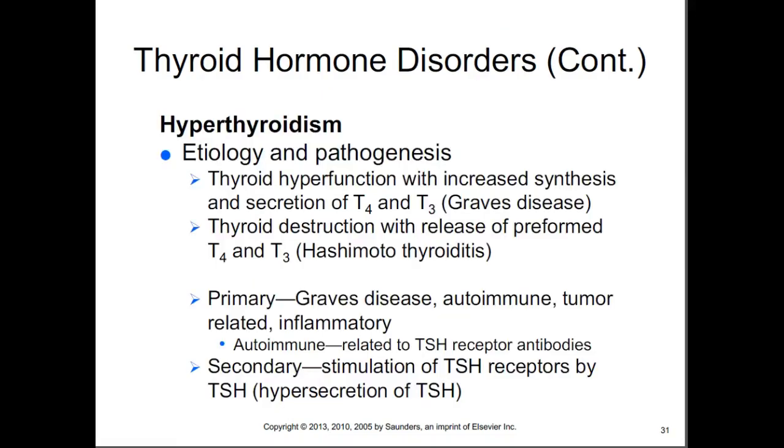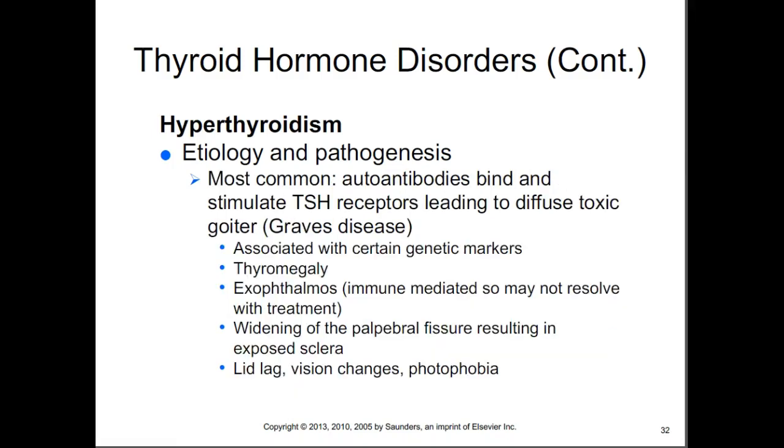Hyperthyroidism, right? So it's hyperfunction of the thyroid, with increased synthesis and secretion of T3 and T4, like you would have in Graves' disease. This could be thyroid destruction with release of preformed T3 and T4, like you might see in Hashimoto's thyroiditis, right? Primary is Graves' disease, autoimmune, tumor-related, or inflammatory in nature, where you're going to have TSH receptor antibodies being the main cause of that primary hyperthyroidism. And then you'll have secondary, which is stimulation of the TSH receptors by TSH. So you have a hypersecretion of TSH from your pituitary gland.